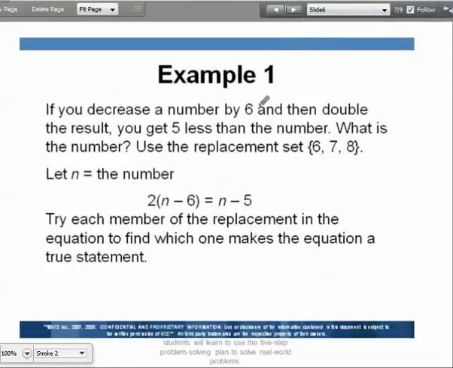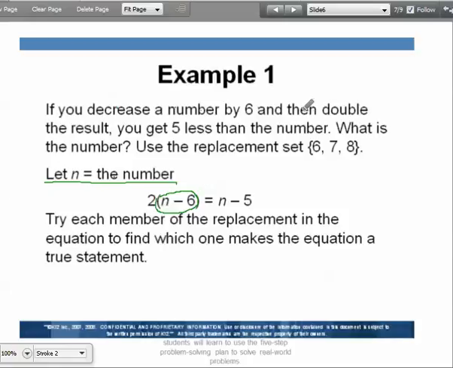If you decrease a number by 6 and then double the result, you get 5 less than the number. What is the number? Use this replacement set: 6, 7, and 8. Let n be the number you're looking for. So let's go through here. I'm going to let n be the number that I'm looking for. So let's start. It says if you decrease a number by 6, so that means I'm going to take n and subtract 6 from it.